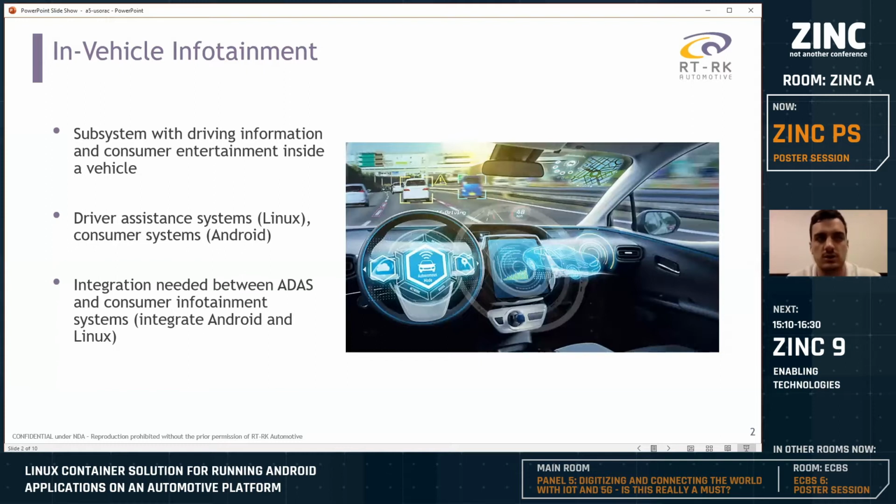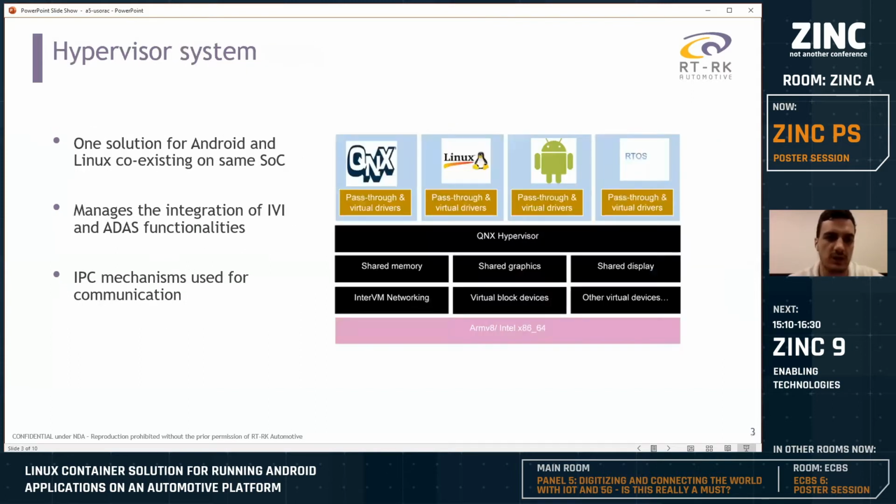That could be achieved when using two separate hardware models, but in our research, we are talking about the coexistence of two operating systems on the same SoC. A commercial solution already exists, which are the system hypervisors, which enable Android and Linux to coexist on the same SoC. They exist like guest operating systems, which are running on top of the hypervisor host system, which has all of the necessary device drivers included. Also, this solution manages the integration of both IVI and ADAS functionalities through standard IPC communication mechanism.